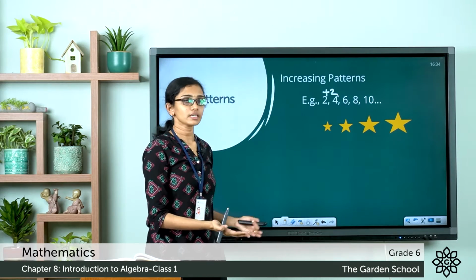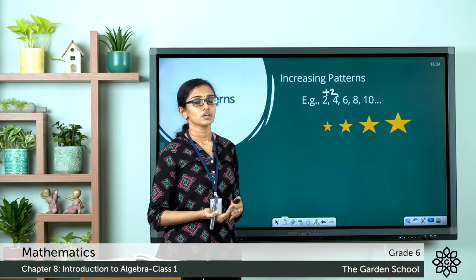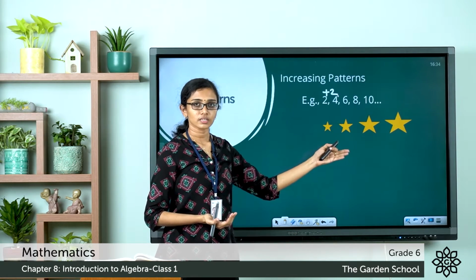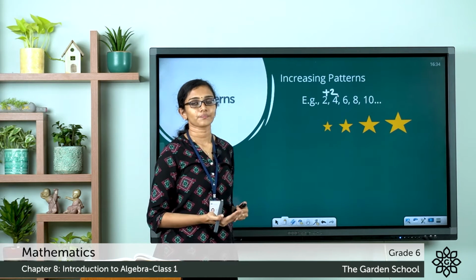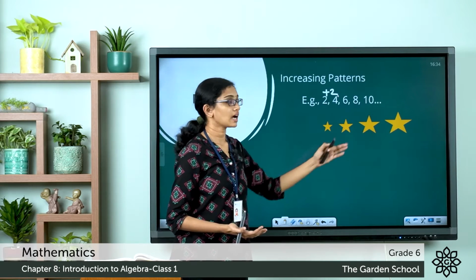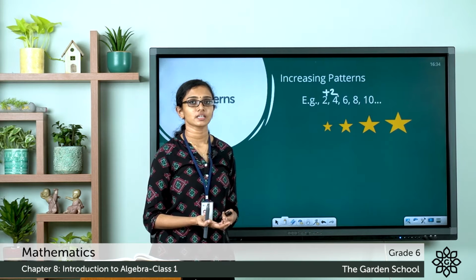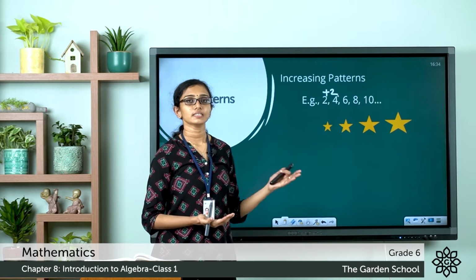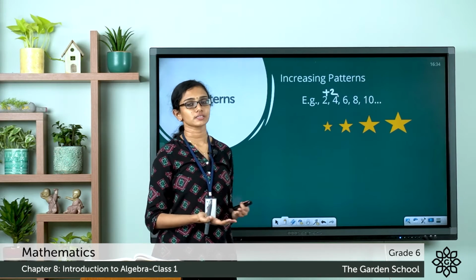So the next number in this sequence will be 10 plus 2, which is 12. So there is a pattern rule, and here the pattern rule is to add 2 to the previous digit. And here you can see the size of this star is increasing. So in an increasing pattern, the value of the number, or the size of the symbols increases.